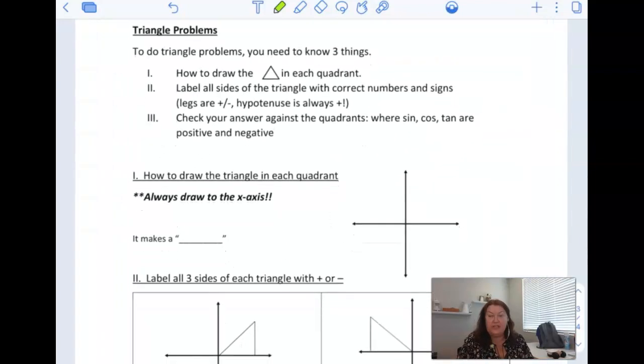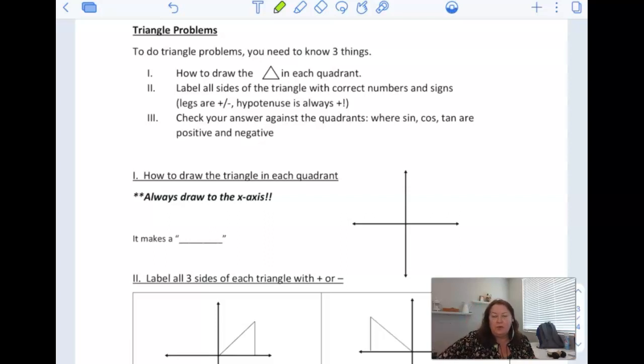So in our next one, we're going to use some triangle problems. So we need to know 3 things. We need to know how to draw the triangle into each quadrant. We need to label all the sides of the triangle with the correct numbers and signs, and that hypotenuse is always 1. And then we check our answer against the quadrant. So we kind of do all the number work first, and then we go back to All Students Take Calculus and put in the right sign.